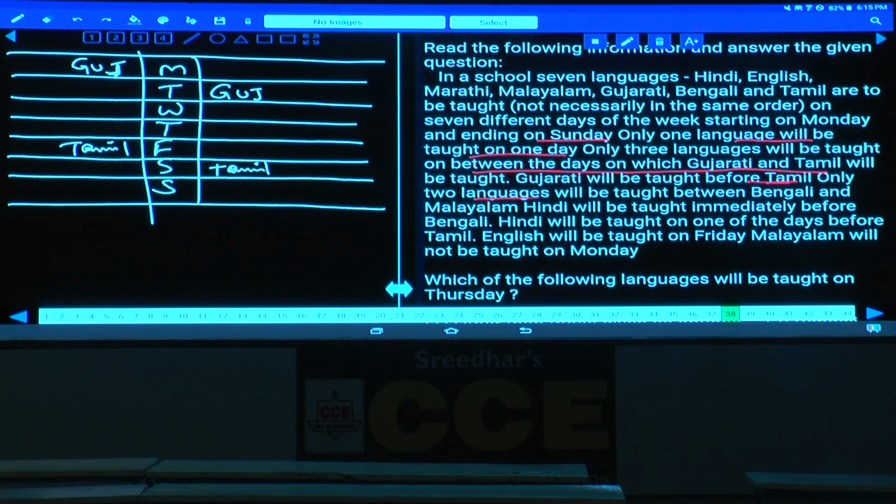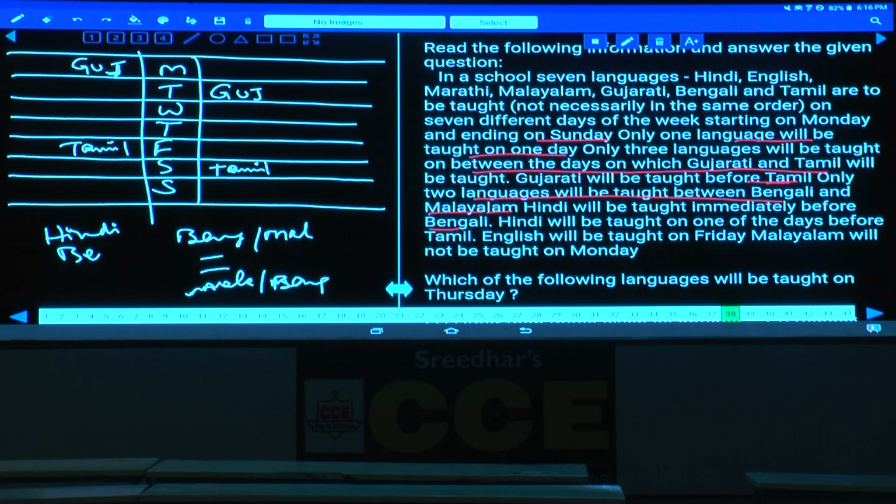Only 2 languages will be taught between Bengali and Malayalam. Between Bengali and Malayalam, how many must be there? There must be only 2. And between these 2, which is before which is not clearly given, Bengali or Malayalam. And Hindi will be taught immediately before Bengali. Hindi is immediately before Bengali.